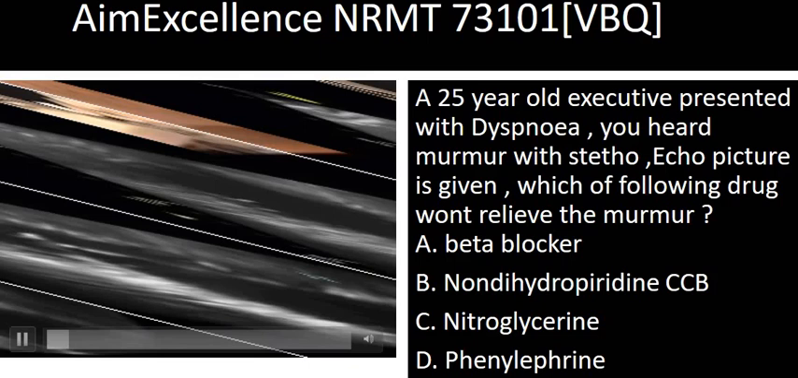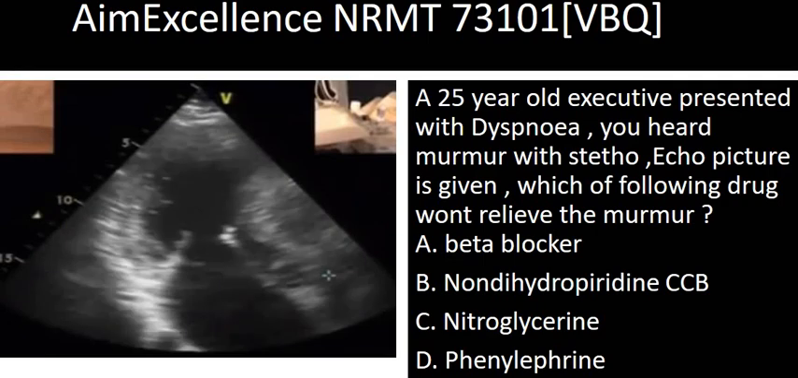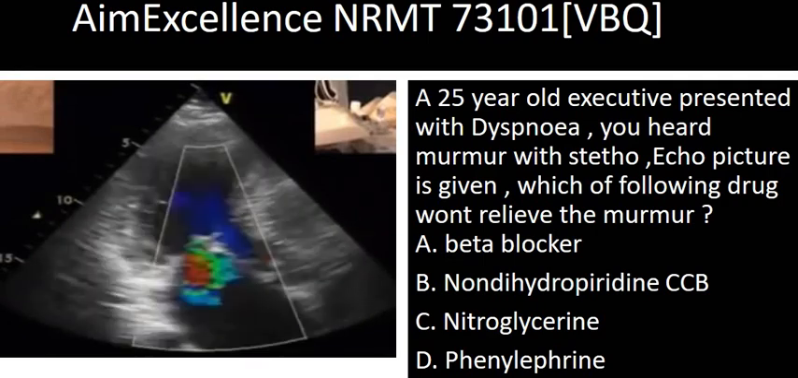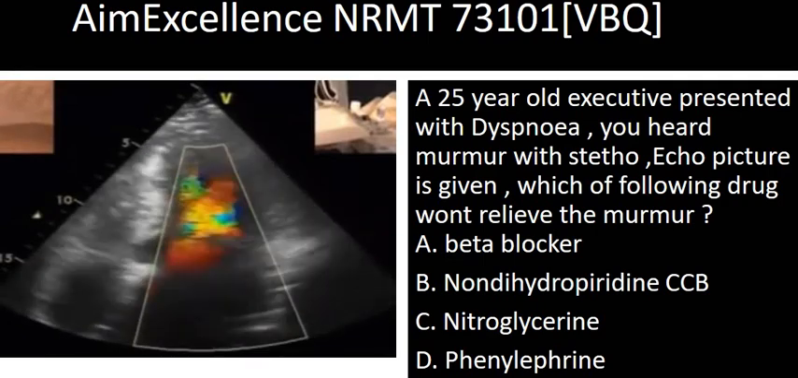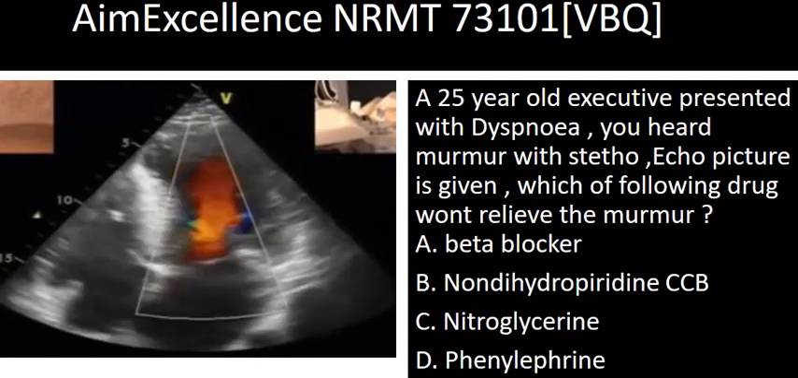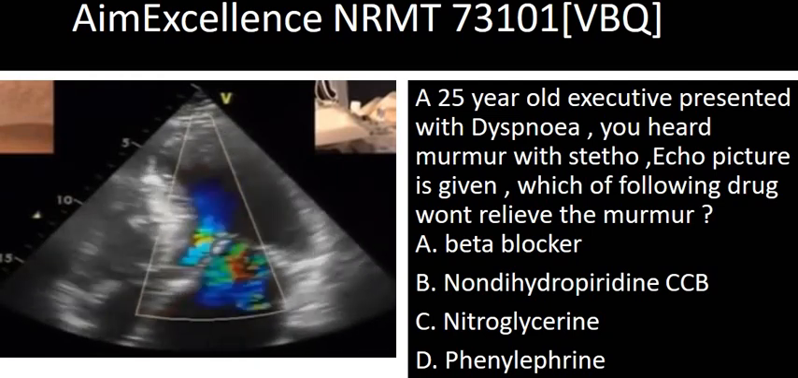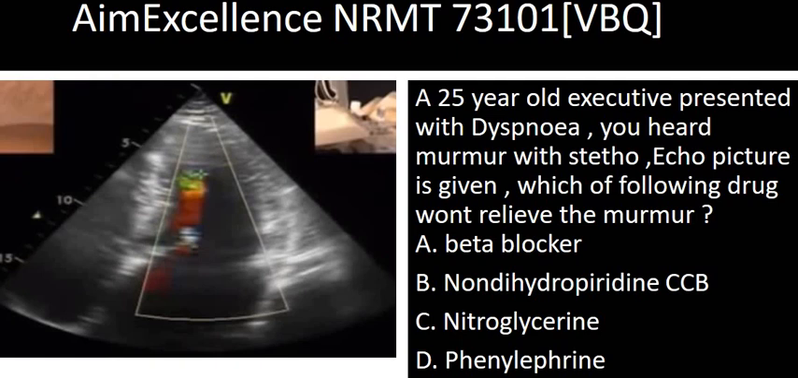Welcome all to this AimExcellence NRMT question answer discussion. See this Doppler echo image and the condition. A 25-year-old executive presented with dyspnea. You heard a murmur with the stethoscope. Echo picture is given. Which of the following drugs won't relieve this murmur?